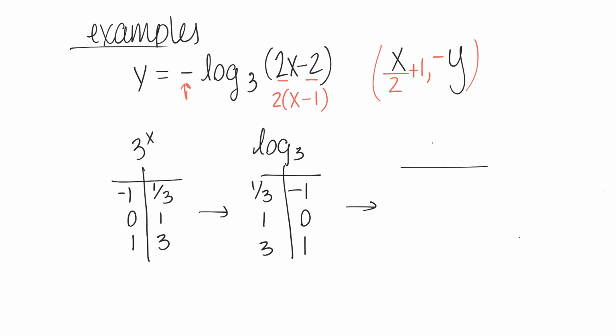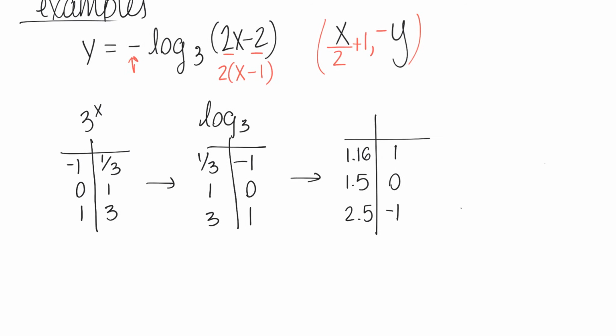Now add your mapping notation for your transformations. We're going to have a third divided by 2, which is nothing pretty. A third divided by 2 is 0.16, plus 1 is 1.16. And then a negative y, so that's 1. And then a half plus 1 is 1.5, and a 0 again. And then 3 divided by 2 is 1.5, plus 1 is 2.5, and a negative 1.